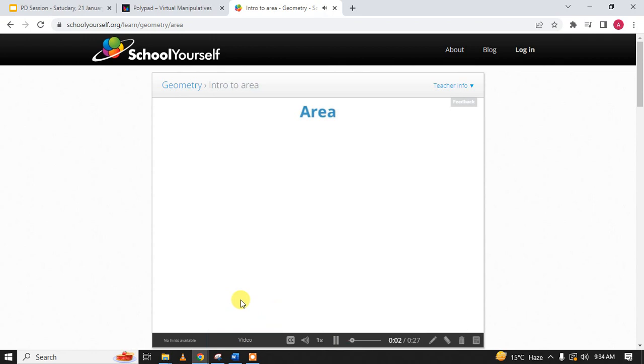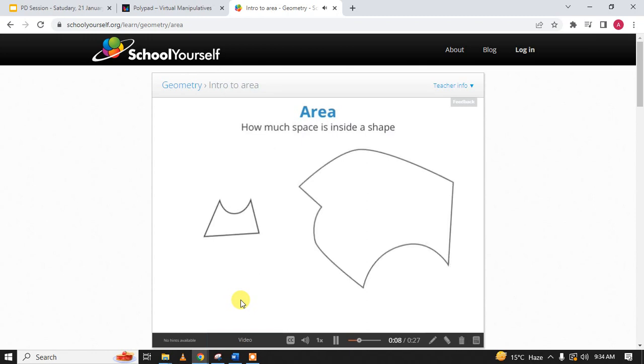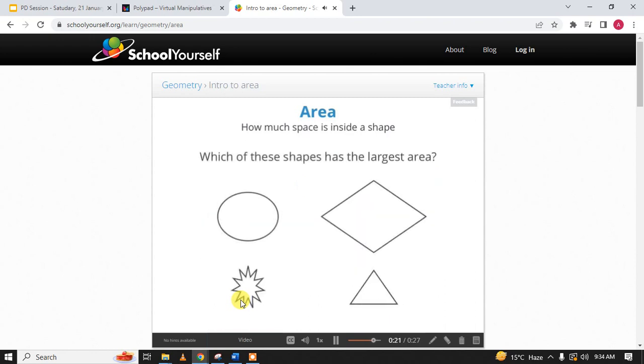Area is a word you hear a lot in geometry, and it's a measure of how much space is inside a shape. For example, take a look at these two shapes. This one has a smaller area because there's not too much space inside it, while this one has a bigger area because there's much more space inside. Next, take a look at these four shapes. Which of them has the largest area? Which one has the most space inside?